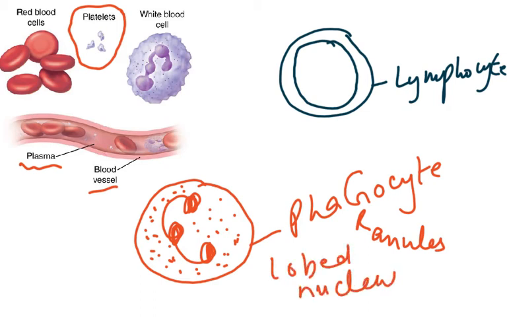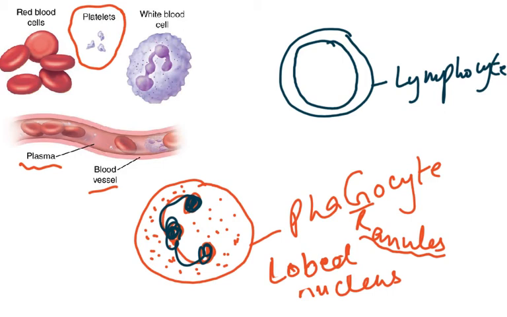Now, this lobed nucleus is very easy to pick up. You can see it here also. You can see this here also. So the lobed nucleus, just like we have an ear lobe. So please understand that we're going to be talking of phagocyte, granules in the cytoplasm, lobed nucleus.